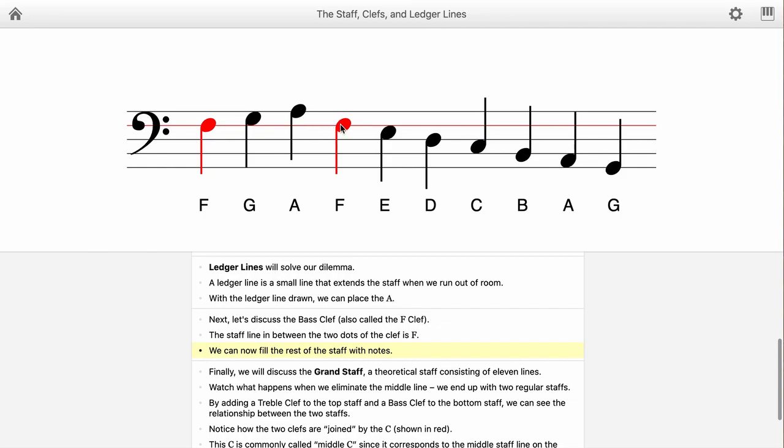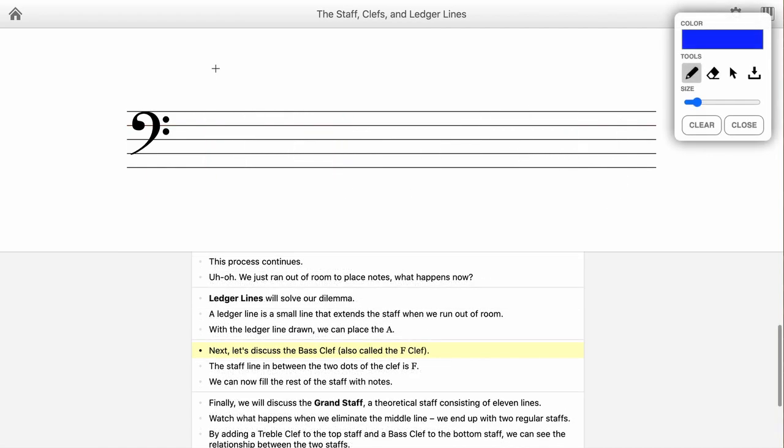If we start on our F and we go down, we go backwards in the alphabet. Starting on the F line, if we go down one space, we go to the E and continue all the way down. Ledger lines work the same way in bass clef that they do in treble clef.